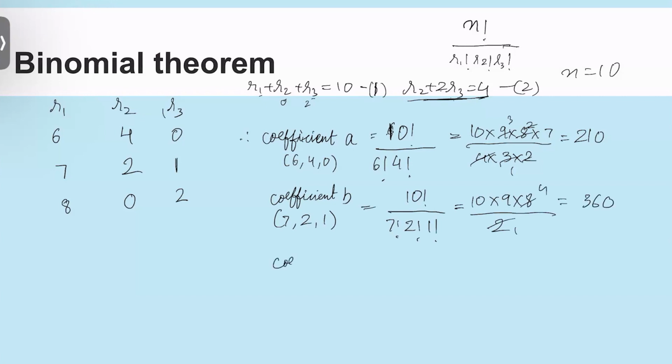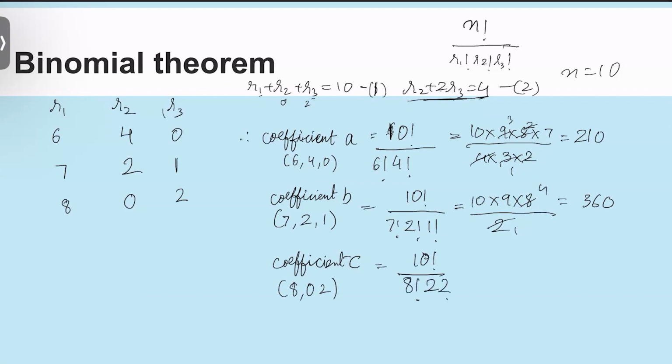And now you have coefficient C, which is for 8, 0, and 2. So this would be 10 factorial upon 8 factorial, and this would be 2 factorial.